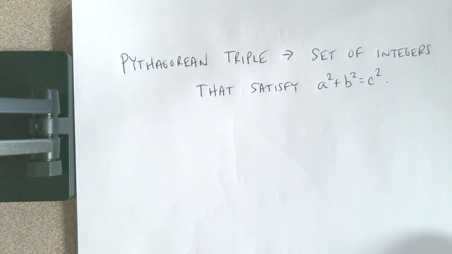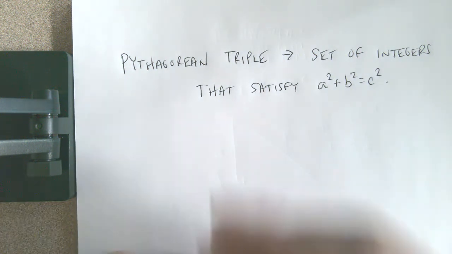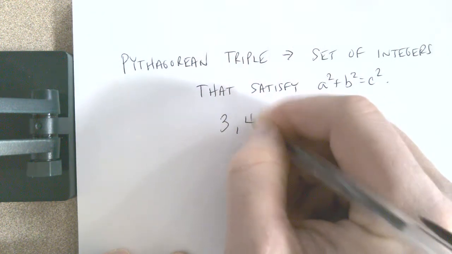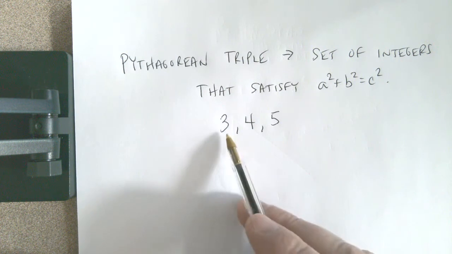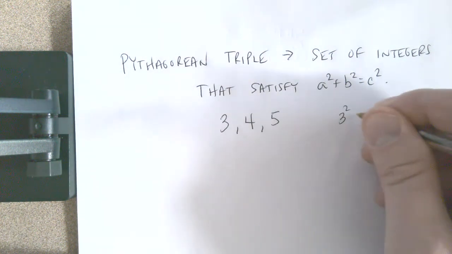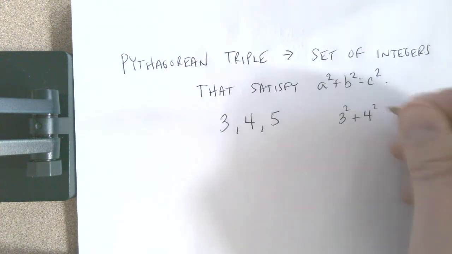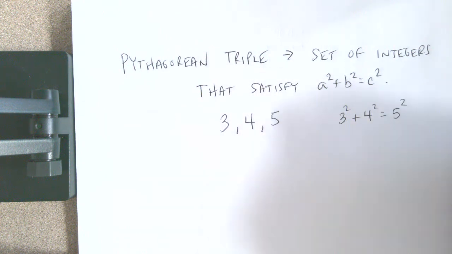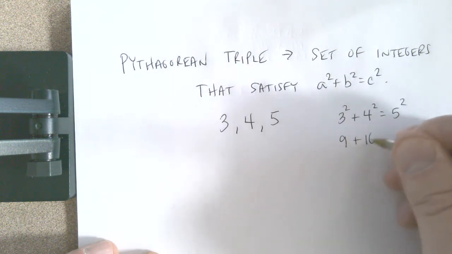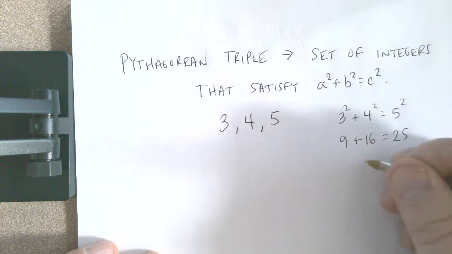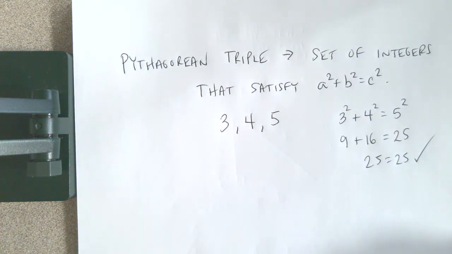To give you an example of that, the numbers 3, 4, 5 would be a Pythagorean triple. You say, well, why is that a Pythagorean triple? Well, 3 squared is 9, 4 squared is 16, and 5 squared is 25. Well, we know that 9 plus 16 equals 25. So that would be considered a Pythagorean triple.